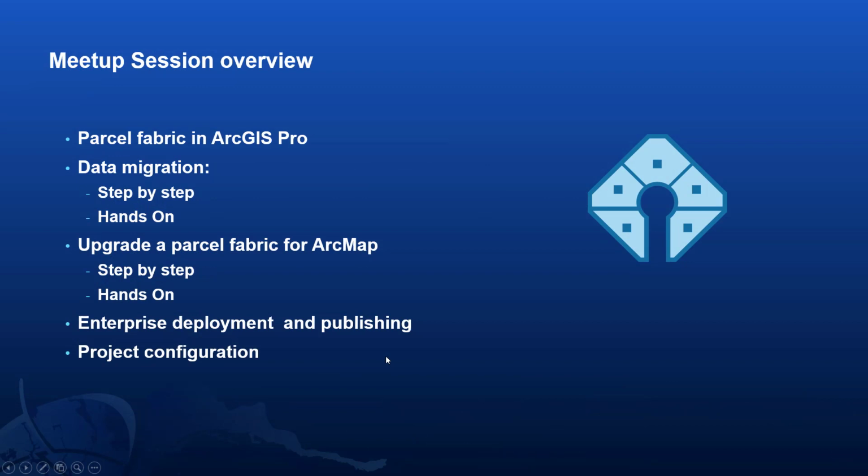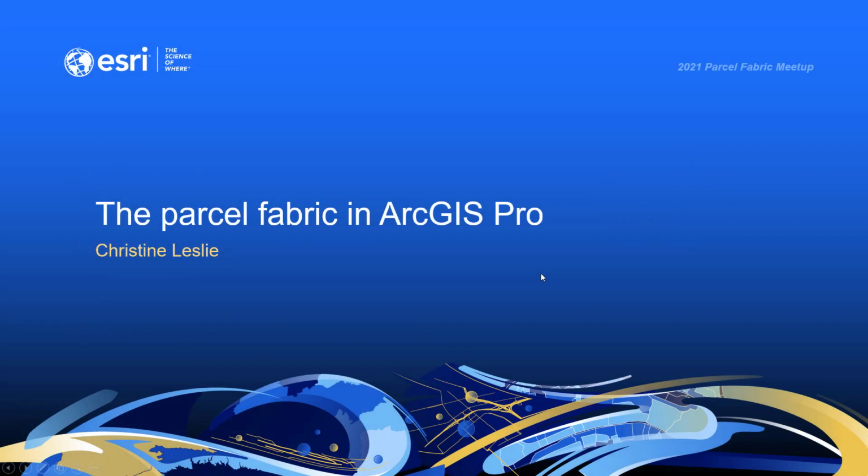The agenda today is mostly about data migration, which is migrating data from external sources, anything basically that is not a parcel fabric for ArcMap. And then there's the upgrade process from the ArcMap parcel fabric. We're going to cover those two workflows, and the target will be the same: a new parcel fabric in ArcGIS Pro. I will also show how you can take this data and deploy it on an enterprise environment, and common things you do after those processes in your map.